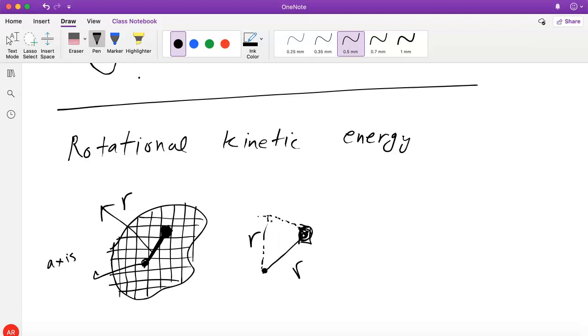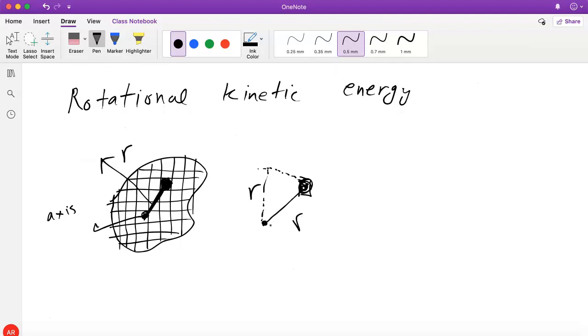And we remember from 161 that if a point particle is moving along a circle, it has a velocity tangent to the circle, and the magnitude of velocity is just r omega.